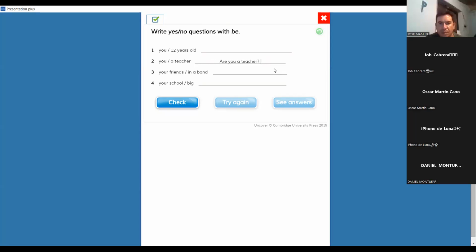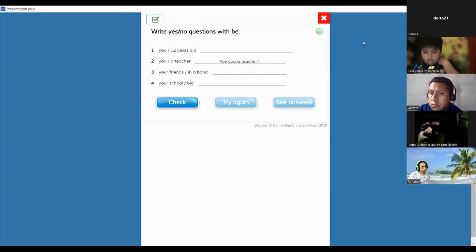Creo que es niño, ¿eh? No es niña. ¿Es niño? ¿Por qué? Todavía no se le desarrolla.